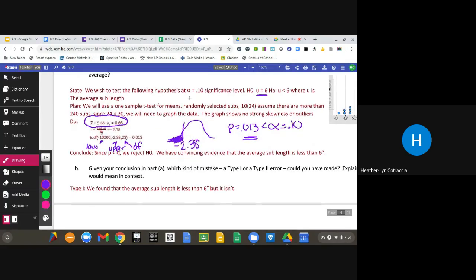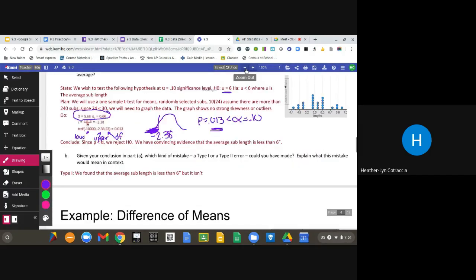For part B, it says, given your conclusion in part A, what type of mistake, a type 1 or a type 2 error, could you have made? So remember, type 2 is the easy one. That's the one where you fail to reject the null when you should have. And then type 1 would be when you reject the null when you shouldn't have. You should have kept it.